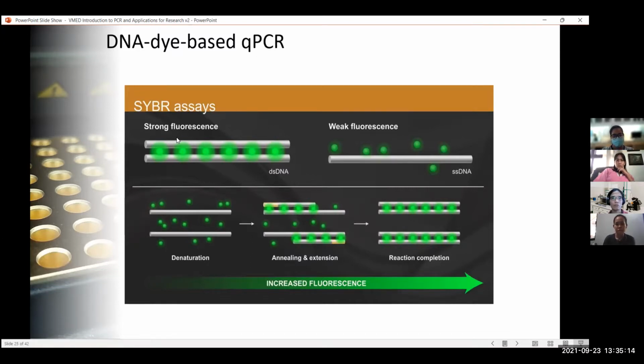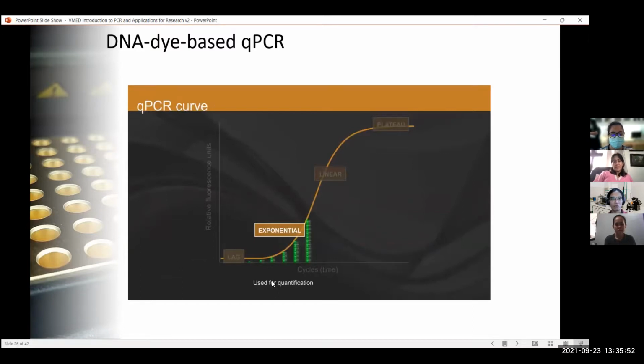The special thing about these dyes is that they are fluorescent. They are weakly fluorescent when there is no double-stranded DNA. But once they bind to double-stranded DNA, they will fluoresce intensely. During the course of the PCR reaction, during the denaturation phase, the fluorescence is weak. Then during the annealing and extension phase, the fluorescence will slowly increase. Then once the reaction is complete, the fluorescence will be at its most intense. This is how you will detect it.